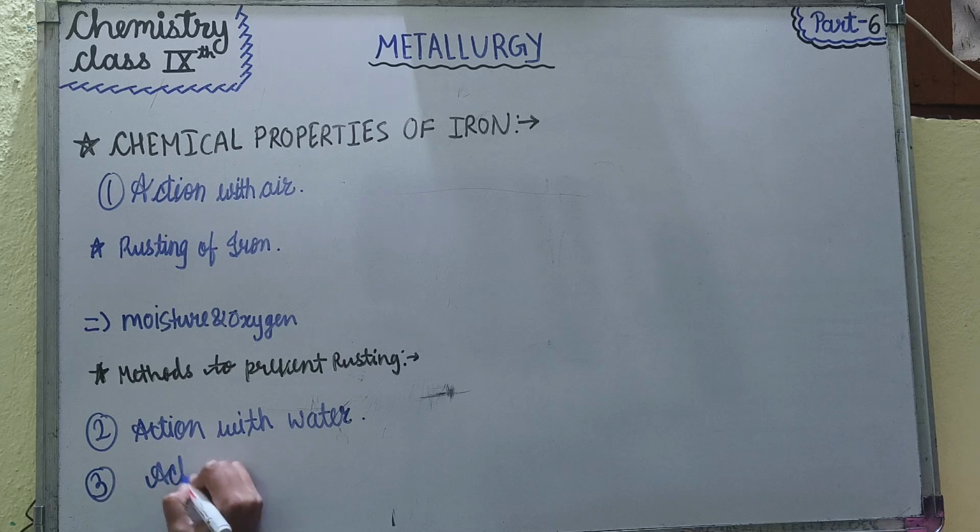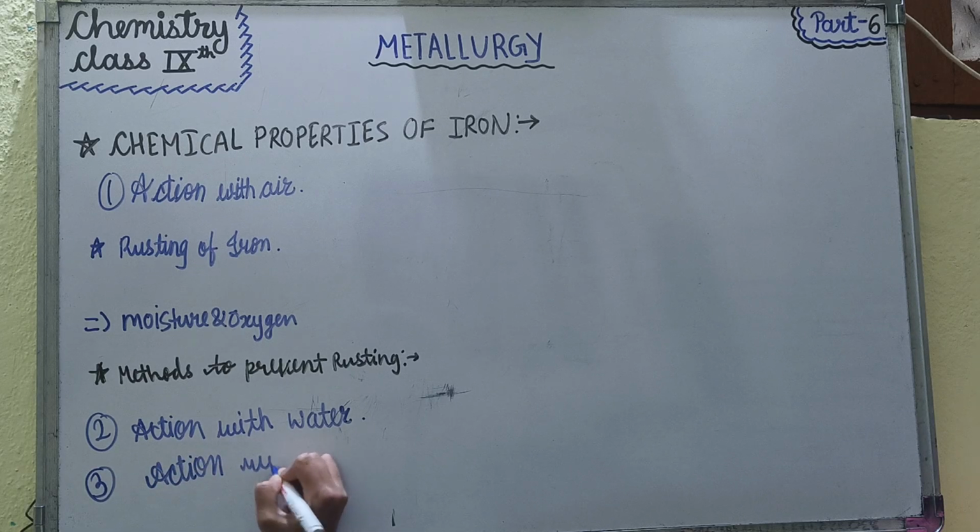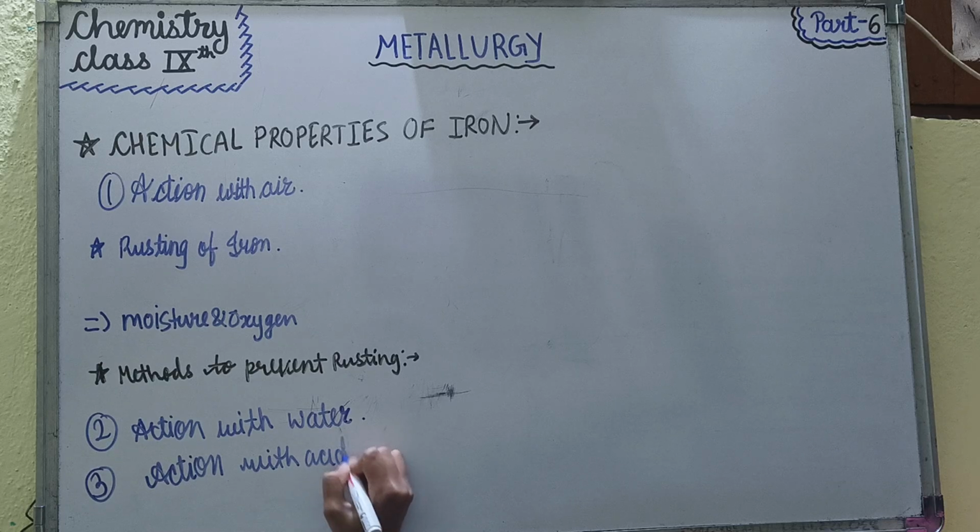Third is action with acids. With dilute HCl it gives hydrogen, Fe plus 2HCl gives FeCl2 plus H2. With dilute H2SO4 it gives hydrogen, Fe plus H2SO4 gives FeSO4 plus H2. With dilute HNO3 it gives nitric oxide, 3Fe plus 8HNO3 gives 3Fe(NO3)2 plus 2NO plus 4H2O.